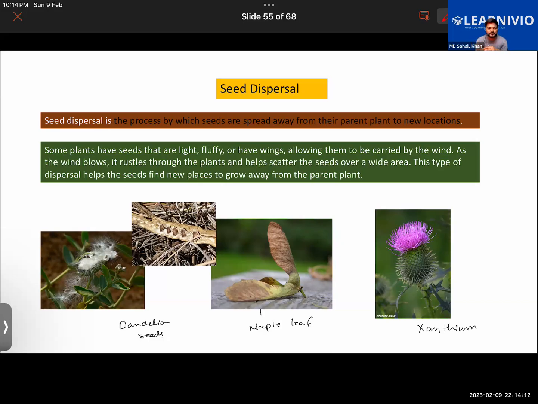Getting it? So some plants have seeds that are very light, fluffy, or can have wings like the maple leaf wing you see over here, or some of them have spikes on them like the xanthium. So some of them can be carried by the wind. The ones that are lightweight and fluffy, or have wings, can be carried by the wind, while some of them have spikes on them, so that they can be carried by the animals. Getting it?